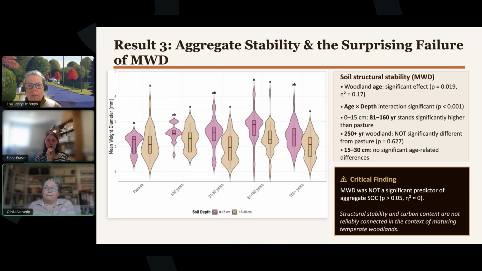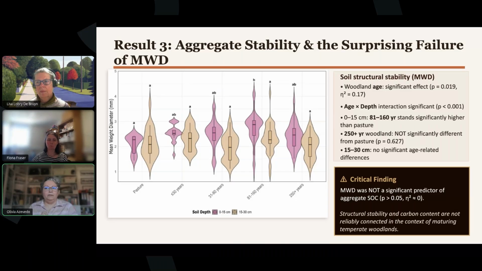Result 3, mean weight diameter was significantly affected by woodland age, but only in the surface soil, and the relationship is non-linear. Aggregate stability peaked in the 81 to 160 year stands, and crucially, ancient woodland at 250 plus was not significantly different from pasture. So stability doesn't simply increase with age.